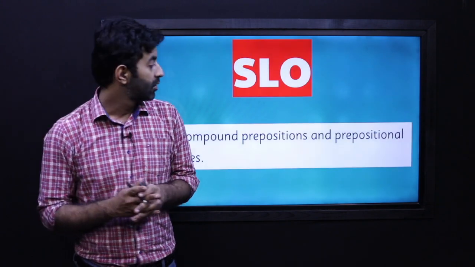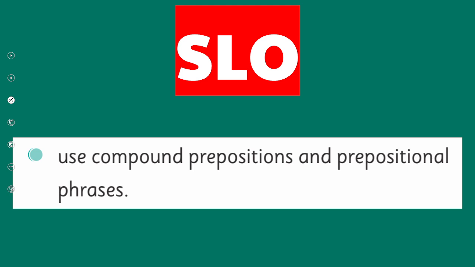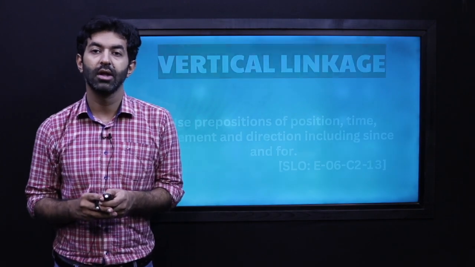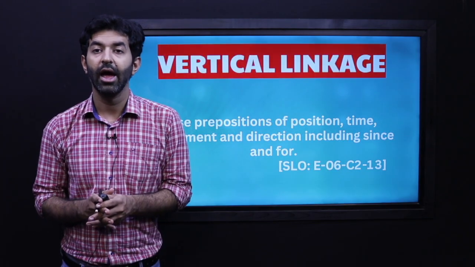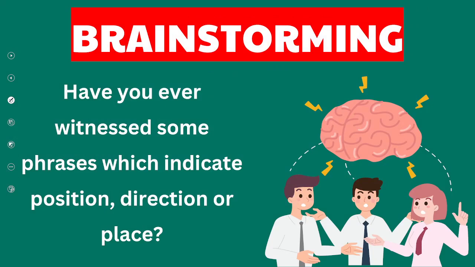Now, the learning outcome is simple. Use compound prepositions and prepositional phrases. Now let's talk about the vertical linkage. You can see it over here. It is linked with the previous grade. And for today's brainstorming session, students, have you ever witnessed some phrases which indicate position, direction, or place?